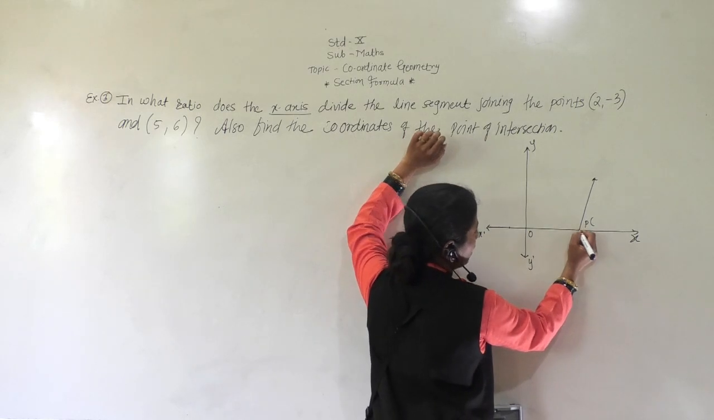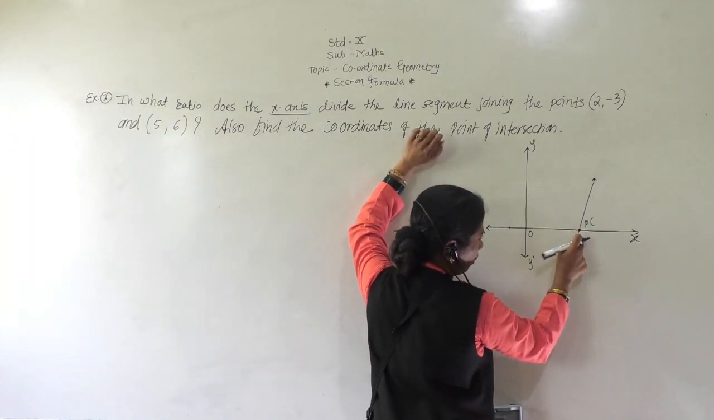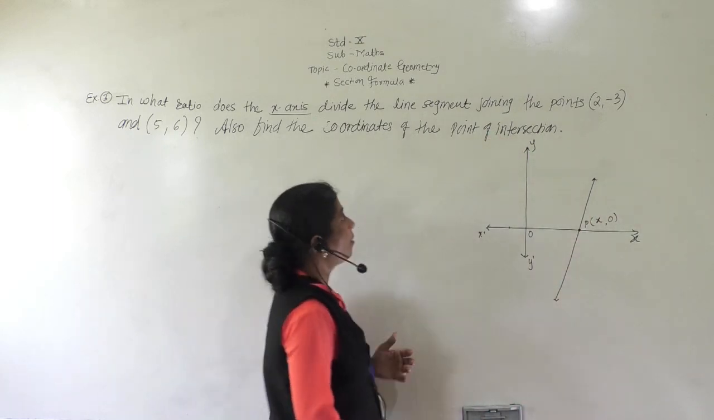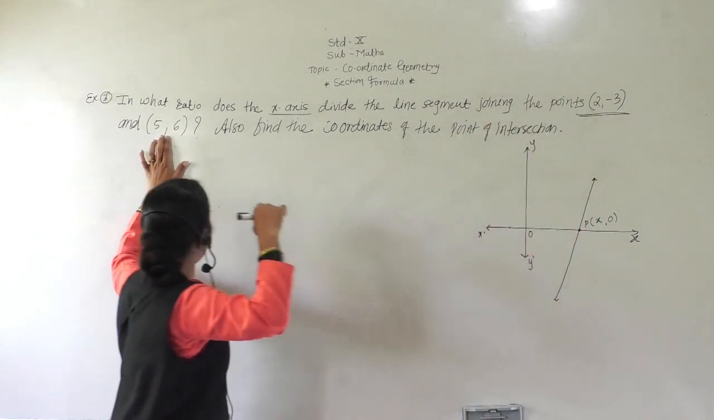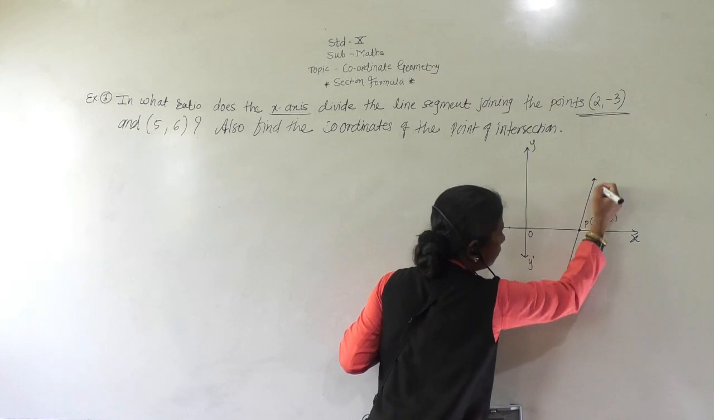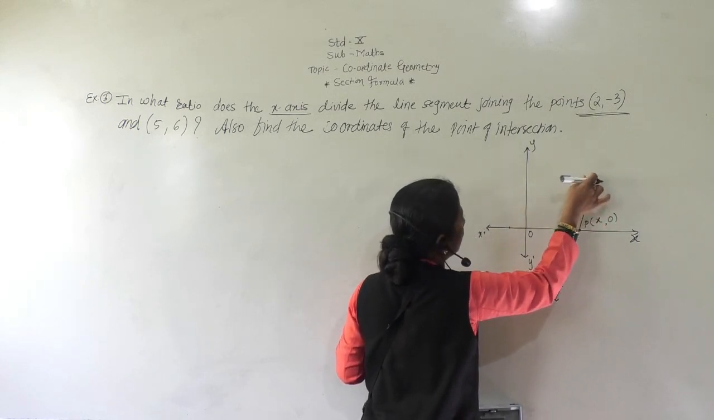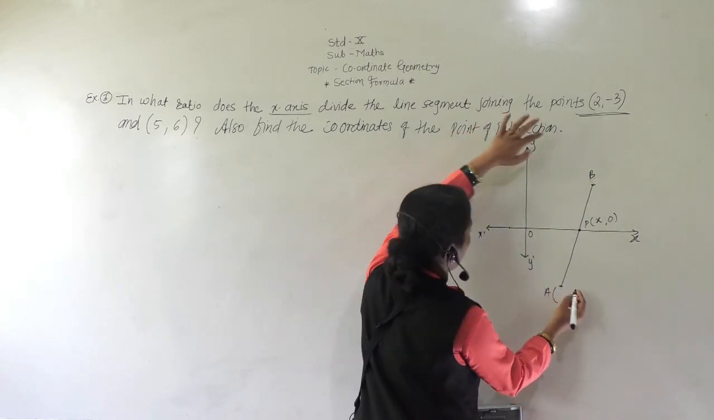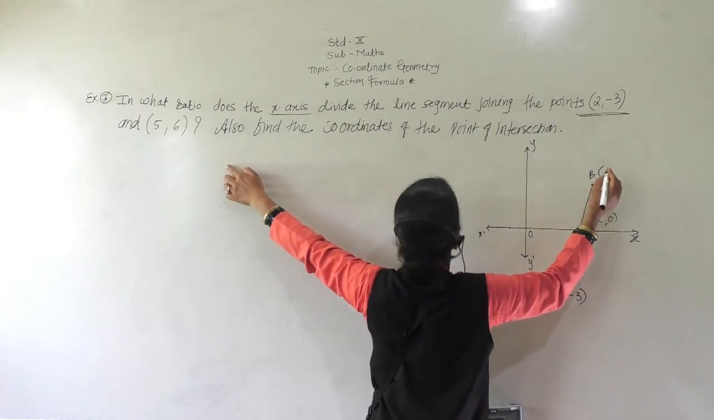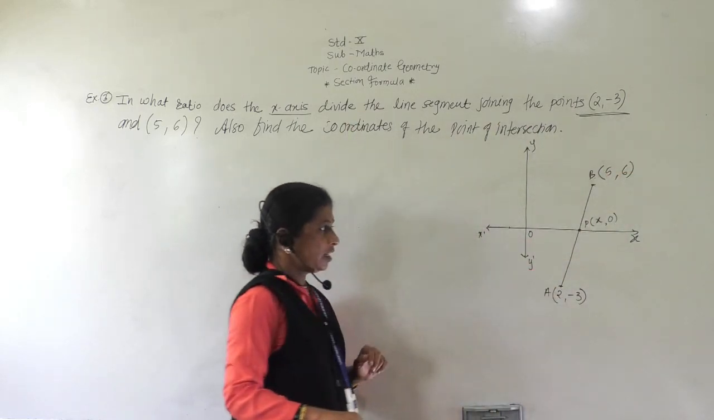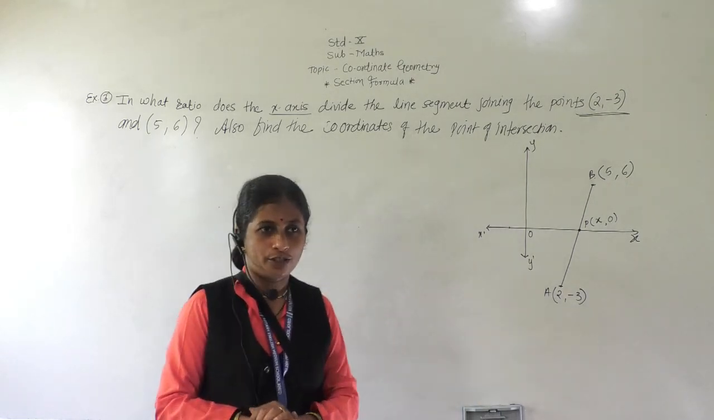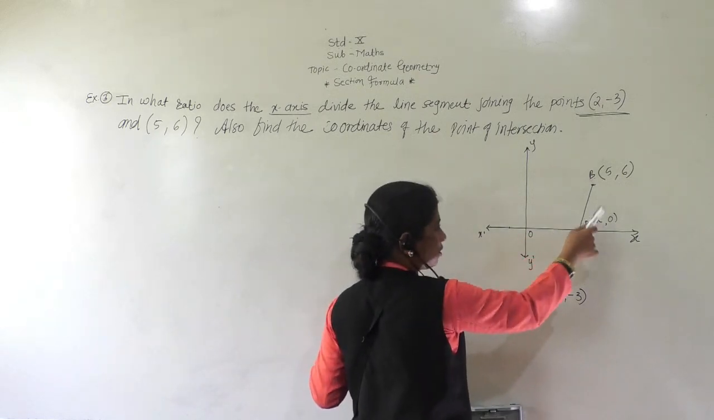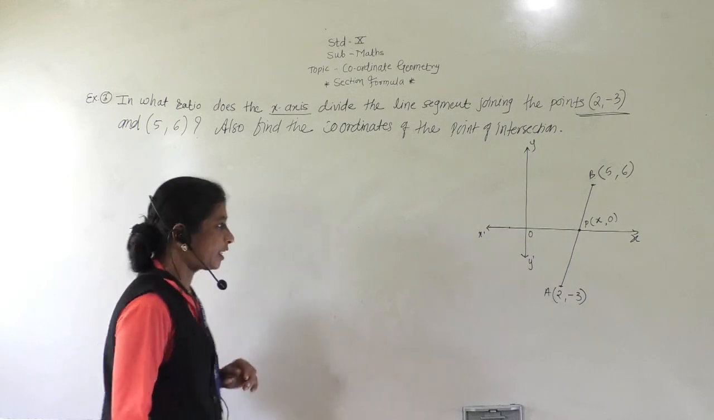So when the x axis divides the line segment, what will the coordinates be? This point is on the x axis, so of course there is an x coordinate, and the y coordinate is 0. Correct? And these points are 2, -3 and 5, 6. So here we will take these points A and B. So A is 2, -3 and B is 5, 6. Right? Now here we don't know the ratio, so we have to find the ratio. Correct? Now this point divides this line segment. So we have to find the coordinates of this point, and also in what ratio. Correct?